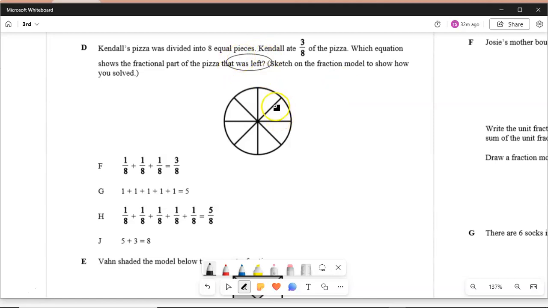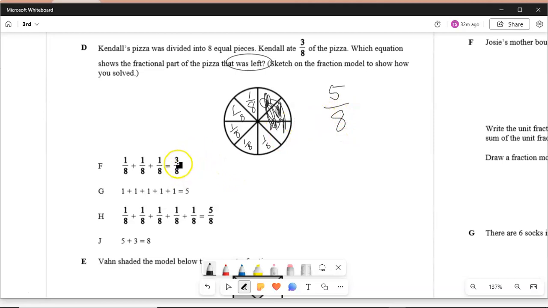If she ate 3 pieces, that means they're not there anymore. So I'm going to get rid of that one, and that one. That means she ate it. They're gone already. These would be what's left. So that is 1/8 of the pizza. That's 1/8 of the pizza. 1/8, 1/8, and 1/8. There's 1, 2, 3, 4, 5 pieces of 8 equal pieces.